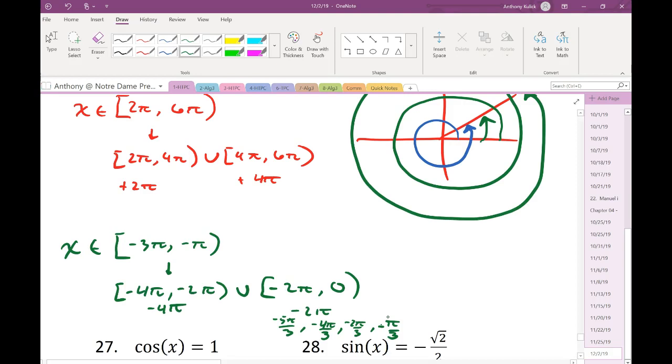So I subtracted 2 pi from each of my 4 answers, giving me these 4. Now, I need to check which of these answers are between negative 3 pi and negative pi. Those 2. The other 2 are too big, right? Okay?